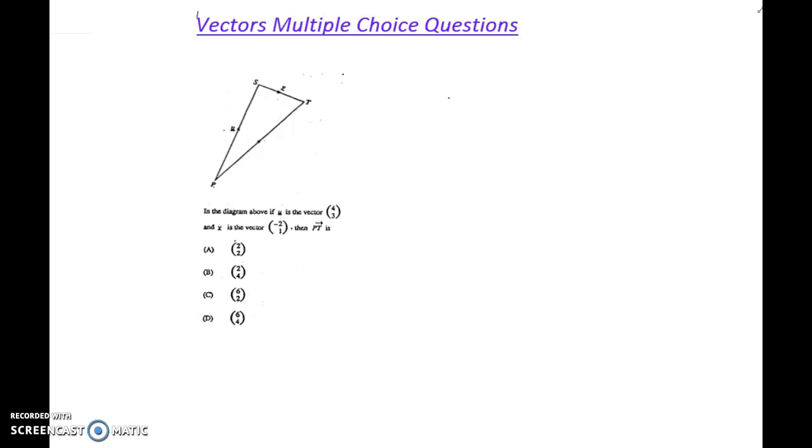In the diagram above, if U is the vector 4, 3, so let's write that one time. Vector U is equal to 4, 3. And then they went on to say vector V is equal to negative 2, 1. We want to find vector PT. Now if you look at the diagram, starting at P, from P to S, then we reach to T.